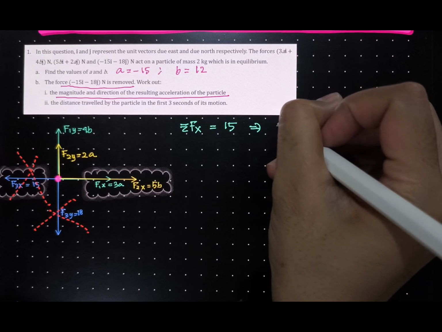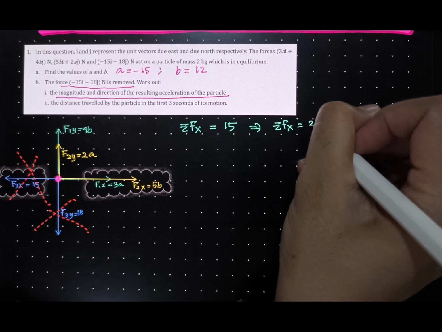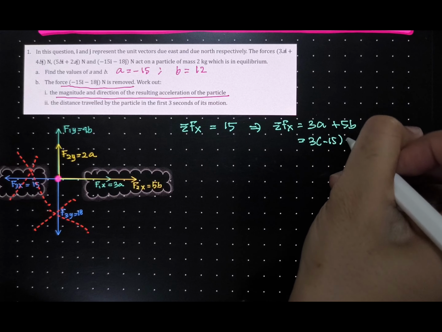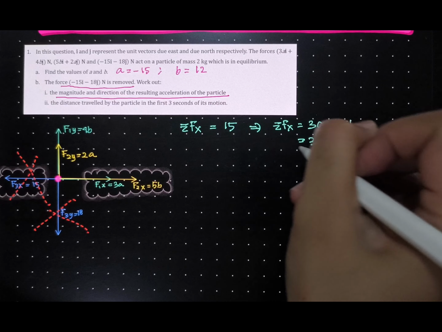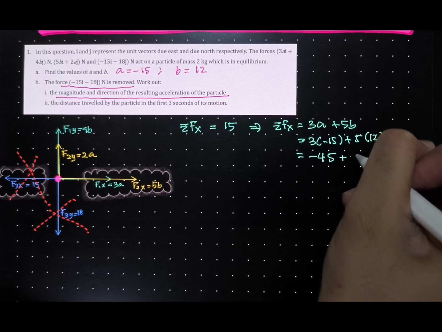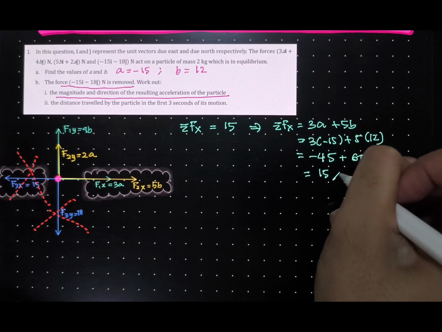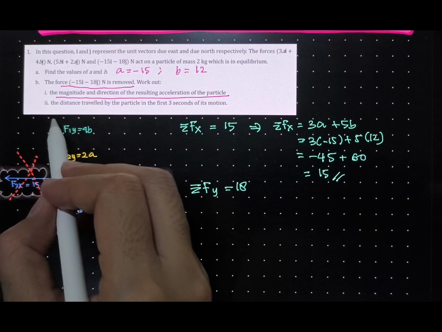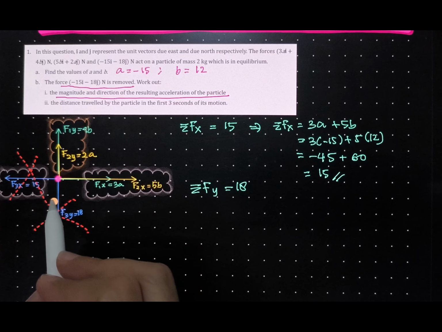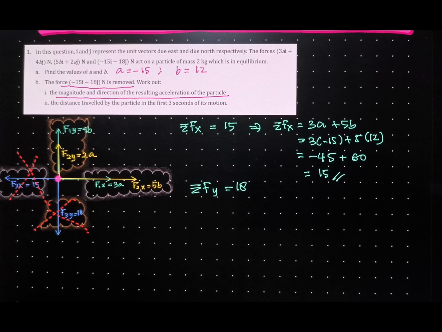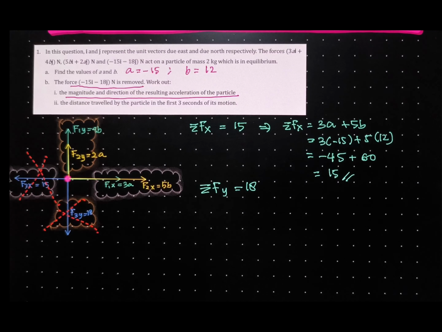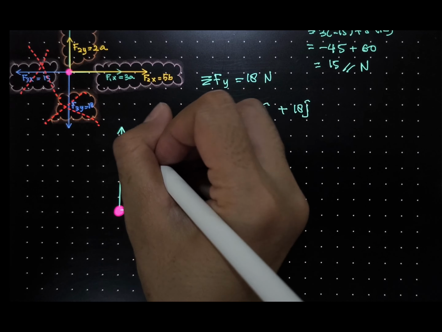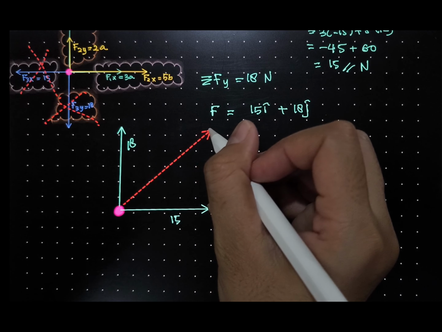Let's check again. The sum of forces acting on the x-axis is 3a plus 5b. When a equals negative 15 and b equals 12, we get negative 45 plus 60 equals 15 Newton. The same reasoning applies to the force acting on the y-axis. So the total force acting in the positive y direction is 18 Newton. The force acting on the particle is 15 Newton to the right and 18 Newton upwards, causing the particle to move diagonally to the right.